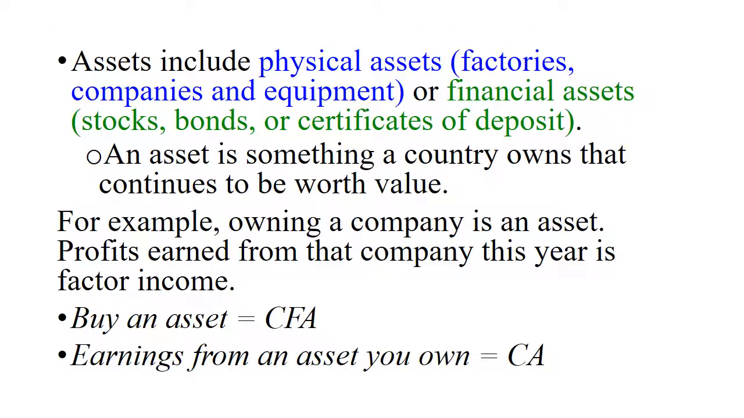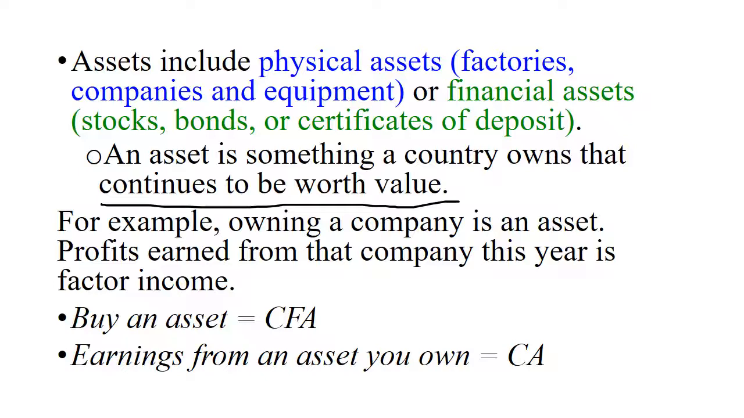Assets can include two different categories. Physical assets are physical things that you can see, touch, and feel. So you buy a factory, a company, a piece of equipment. You're buying that thing because it's worth value to you today, but you also assume that that factory, that company, that piece of machinery will continue to be valuable next year and the year after and the year after. Assets have worth that continues beyond the calendar year.